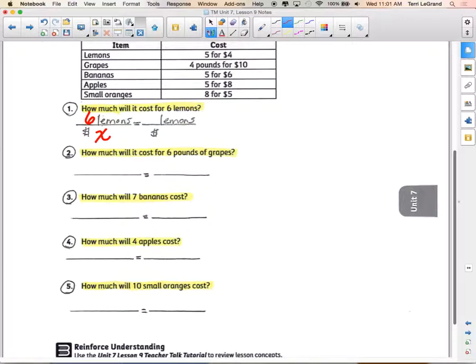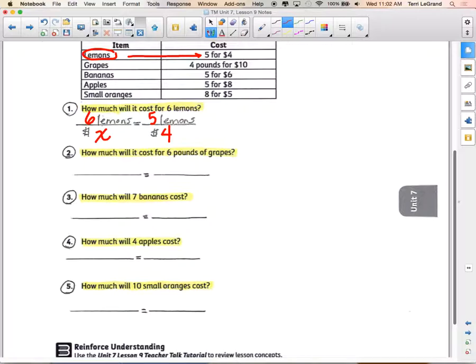Yeah, so we're right here. We're going to work with lemons first, and right there it says that you get 5 lemons for $4. 5 lemons for $4. So we're comparing lemons to dollars in the first one, lemons to dollars in the second one. And the reason we put the labels is so that we make sure we're making the comparison properly.